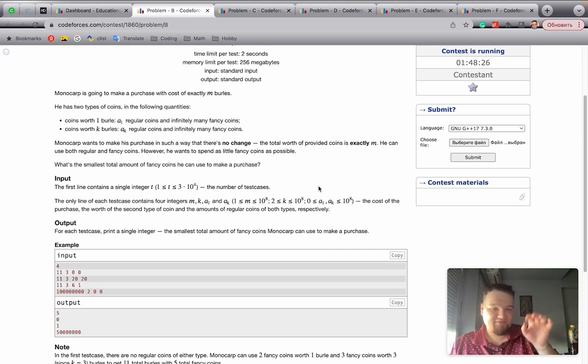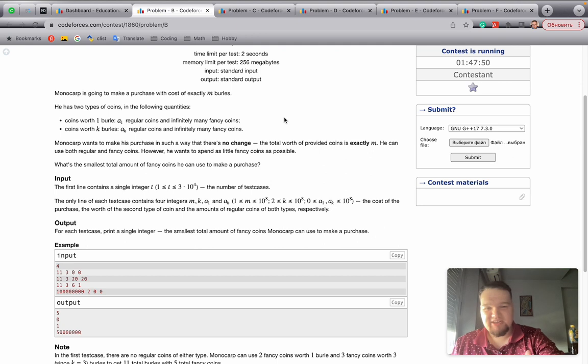Like, to be exact, if we do spend at least K fancy coins worth 1, we can instead remove all of them and spend 1 fancy coin worth K. And that's always strictly better because we reduce the number of fancy coins we spend. So we should always spend strictly less than K fancy coins worth 1.